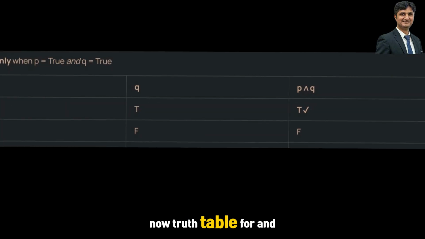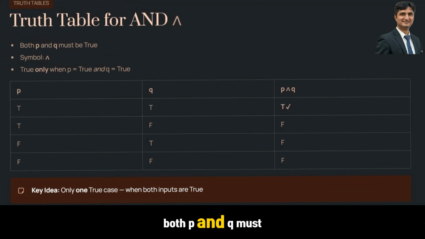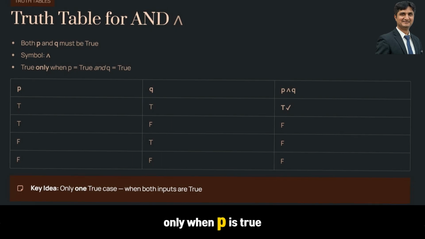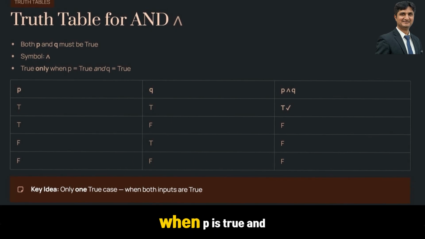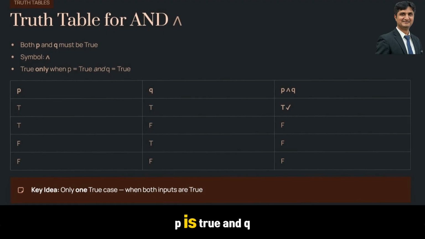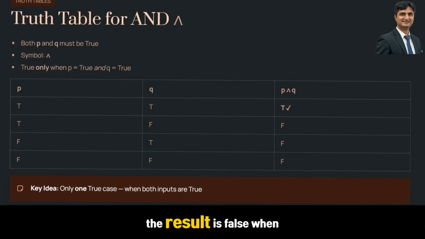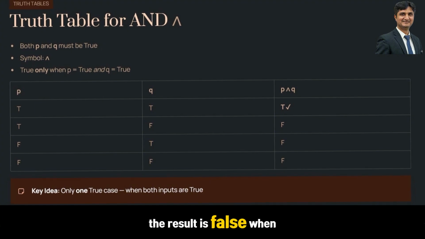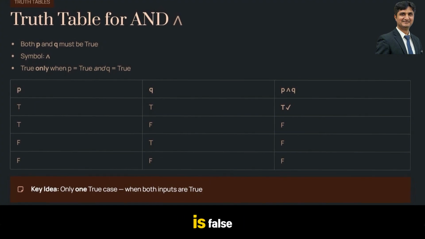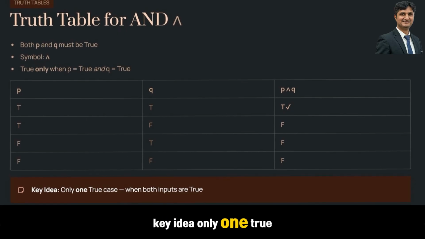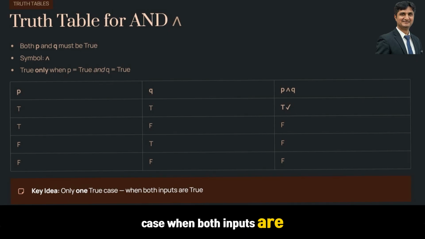Now, truth table for and. Both P and Q must be true. Symbol ∧. It is true only when P is true and Q is true. When P is true and Q is true, the result is true. When P is true and Q is false, the result is false. When P is false and Q is true, the result is false. When P is false and Q is false, the result is false. Key idea: only one true case, when both inputs are true.